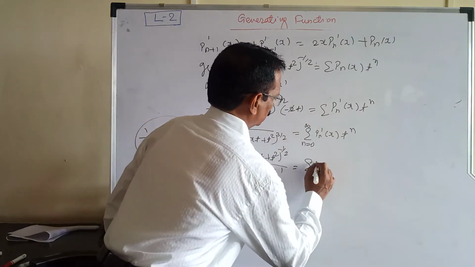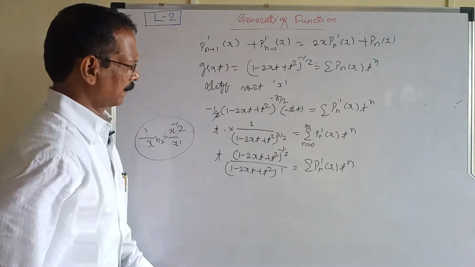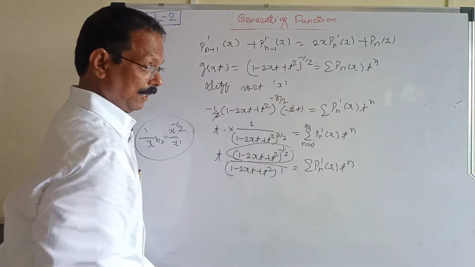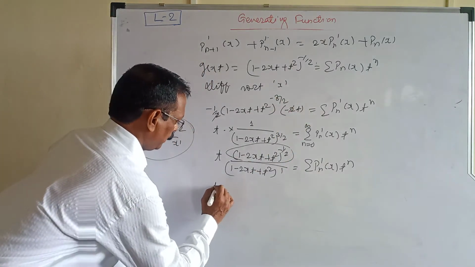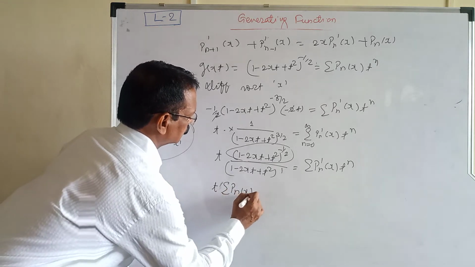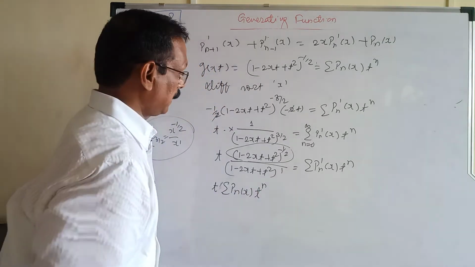Right hand side same: summation of Pn dash of x into t raised to n. What is the numerator term here? This term is nothing but the generating function. So we have written t into summation of Pn of x t raised to n. This is the generating function here.